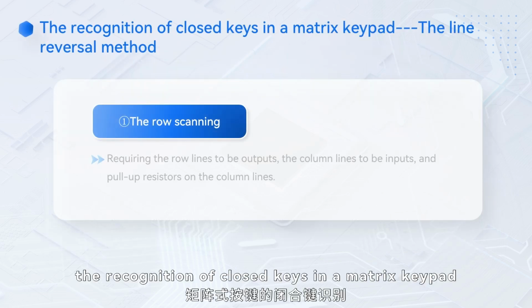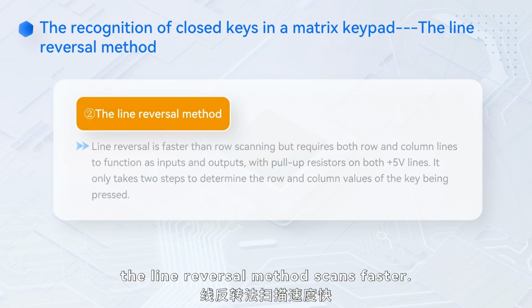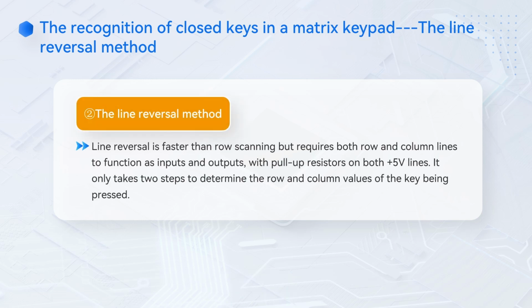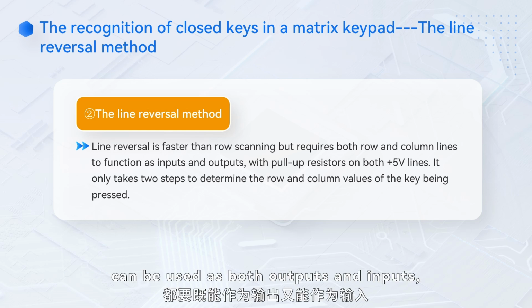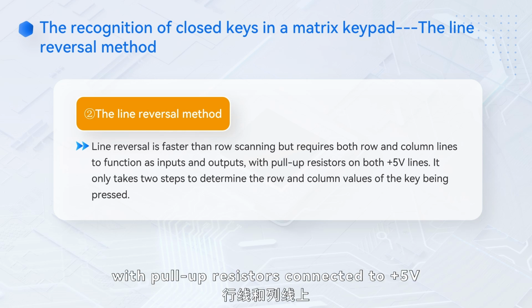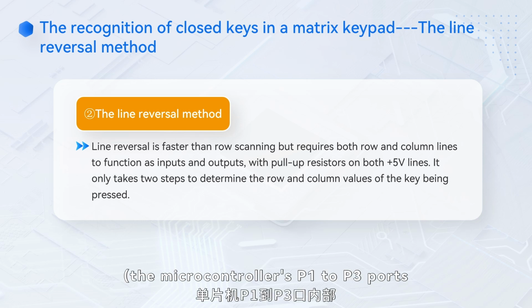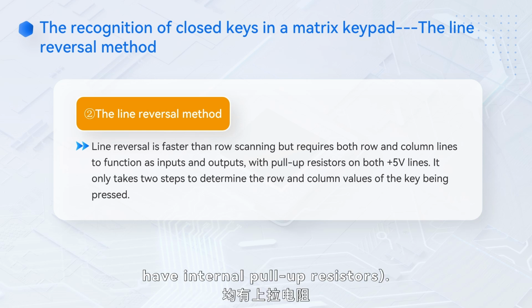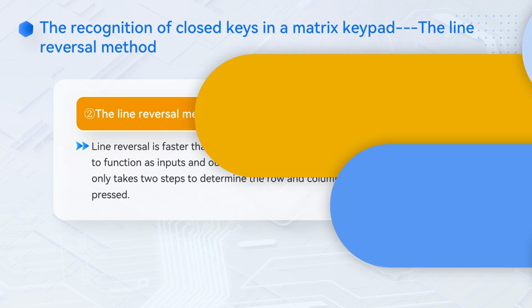First, we will learn about the recognition of closed keys in a matrix keypad and the line reversal method. Compared to the row scanning method we learned in the previous class, the line reversal method scans faster. However, it requires that both the row and column lines in the hardware circuit can be used as both outputs and inputs, with pull-up resistors connected to +5 volts on both row and column lines. The microcontroller's P1 to P3 ports have internal pull-up resistors. It only takes 2 steps to determine the row and column values of the key being pressed.